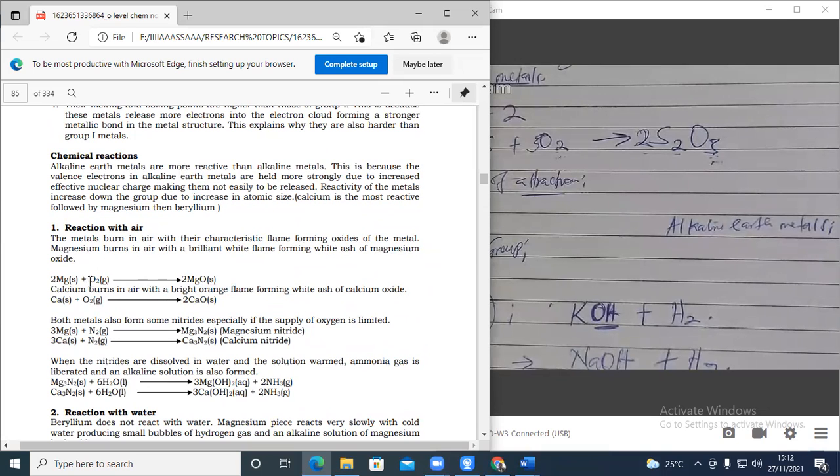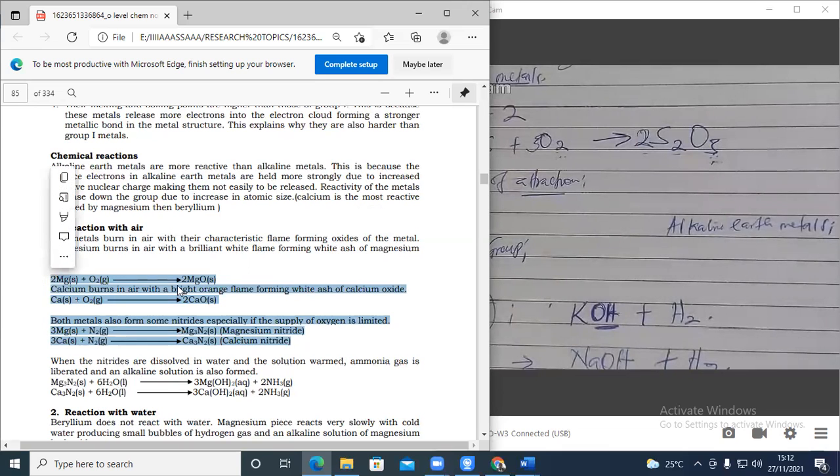Now, when you look at these two metals, they react with air in plenty and also in little. Both metals also form nitrides, especially if the supply of oxygen is limited. If the supply of oxygen is little, they don't grab oxygen from air. They grab the nitrogen and they give us nitrides. Have you seen where nitrides come from?